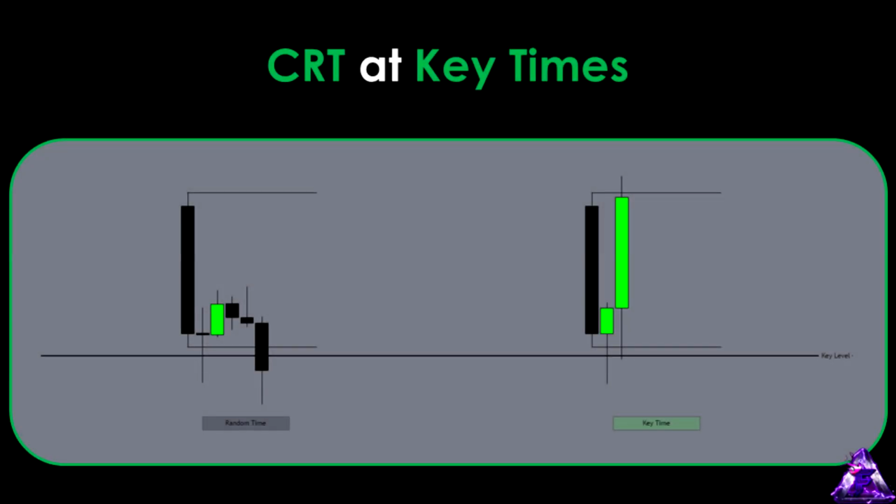Here's another graphic that highlights the importance of time. On the right, you can see that the CRT was purged at a key time, and after that, price went on to take out the opposing range high, making it a successful trade. However, in the graphic on the left, the CRT was not purged at a key time. That's why it only reached the 50% mark before reversing and taking out the low. While it technically worked in reaching the 50% mark, for it to be the most effective, the purge must happen at a key time.